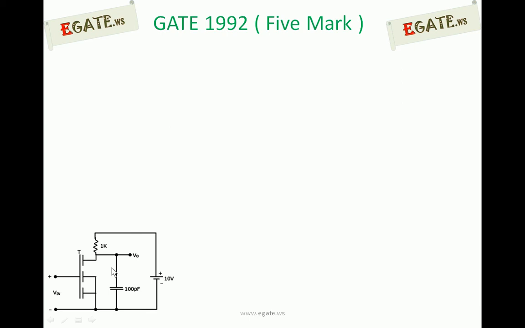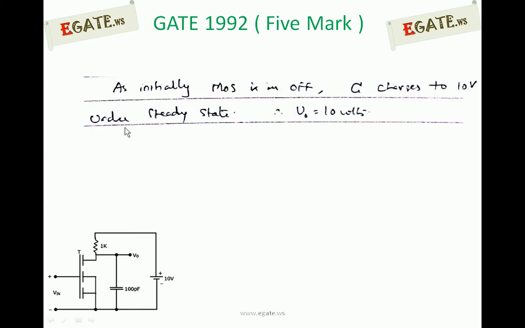So for t less than 0, the MOSFET is in the off condition and the output voltage V0 is at 10 volts. Since under steady state the capacitor acts as an open circuit, it has charged to the maximum extent, which is 10 volts. So we can write: initially the MOS is in the off condition, so the capacitor charges to 10 volts. Under steady state the capacitor charges to the maximum value, so V0, which is the voltage across the capacitor, is 10 volts.